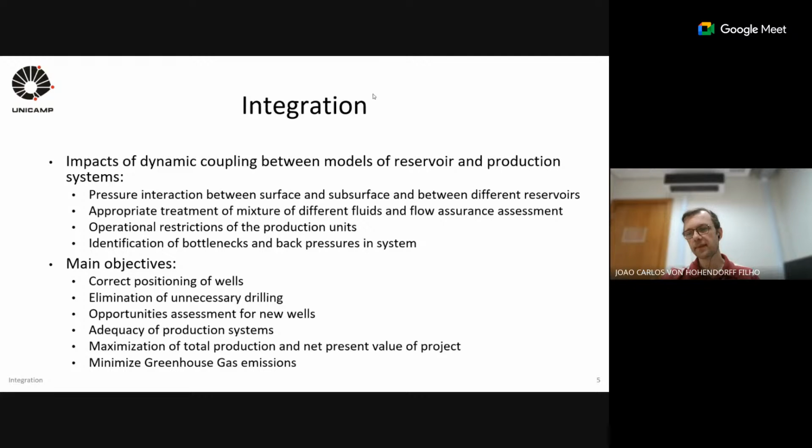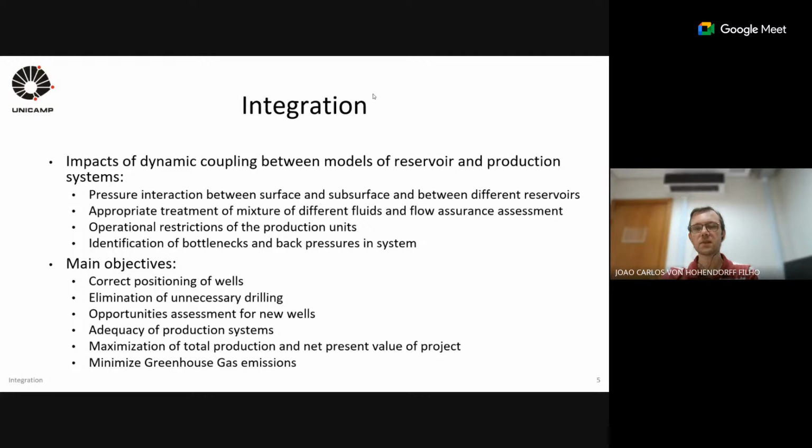And something that is very interesting: in some fields, when you have a lot of connections between wells, manifolds, or else, we have a very, very complicated network. This kind of tool can help us identify bottlenecks and back pressures in the system, and it can allow us to remove these pressure losses and increase our production.